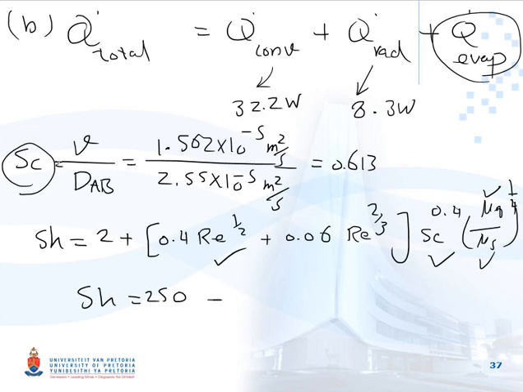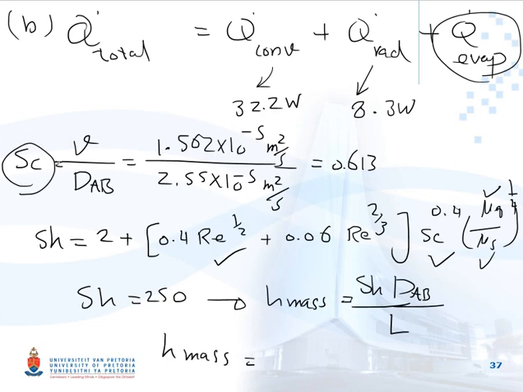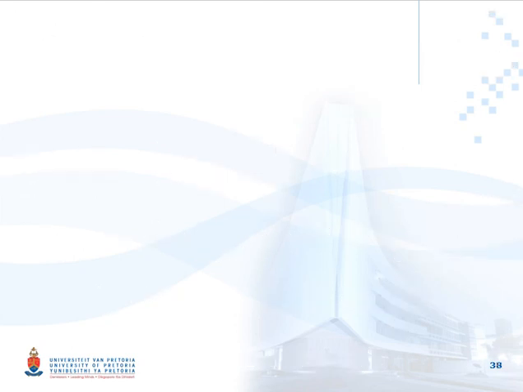When we have the Sherwood number, we can calculate h mass, which is Sherwood number times D_AB divided by L. So h mass will be equal to 0.0213 meter per second. Okay, so how could we find the Q dot evaporation?